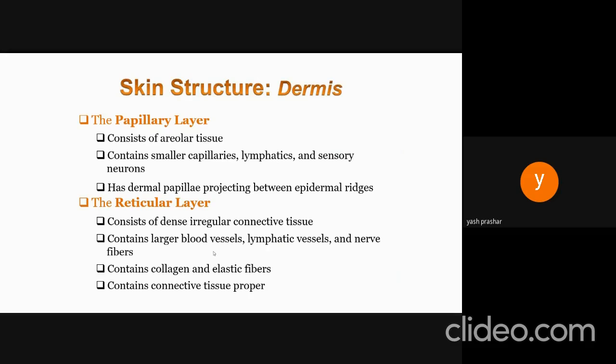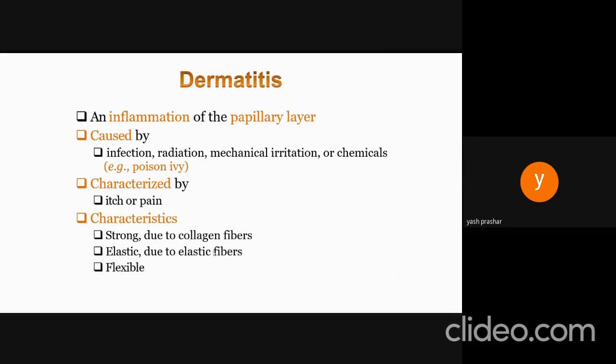The reticular layer, or reticular region, consists of dense irregular connective tissue and contains larger blood vessels, lymphatic vessels, and nerve fibers. It contains collagen and elastic fibers and connective tissue proper. Dermatitis is an inflammatory condition of the papillary layer. It is caused by infection, radiation, mechanical irritation, or chemicals, and it is characterized by itch or pain. Characteristics include strength due to collagen fibers, elasticity due to elastic fibers, and flexibility.